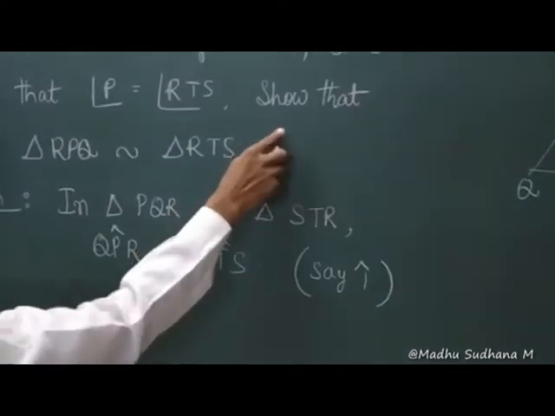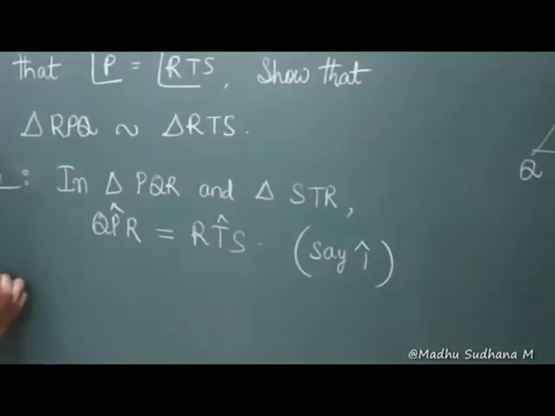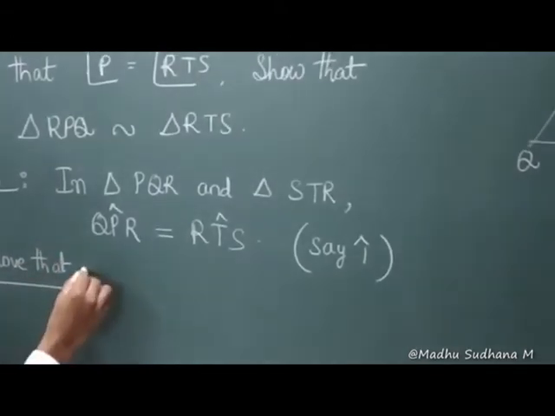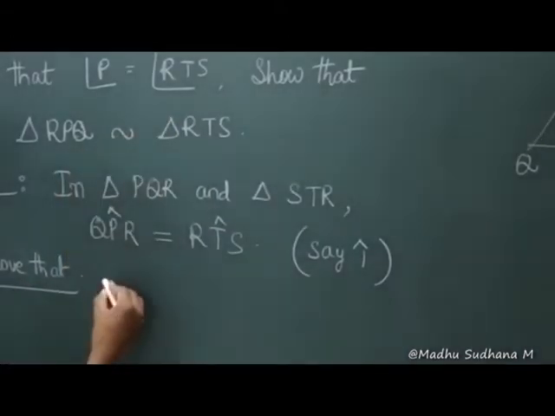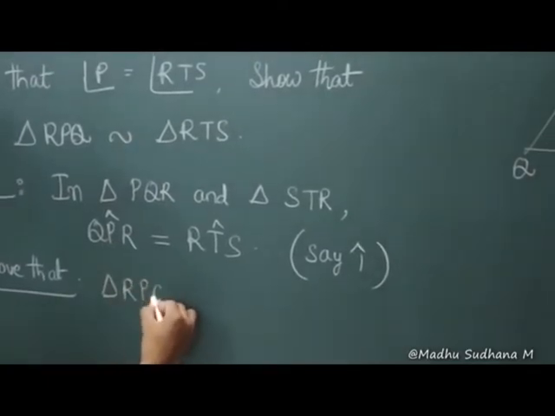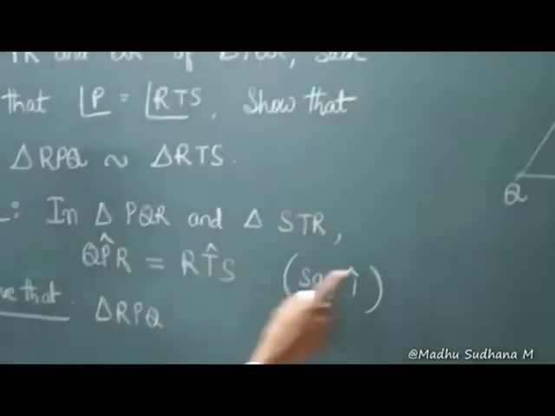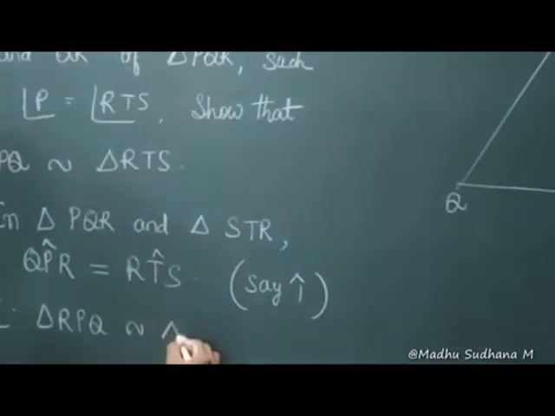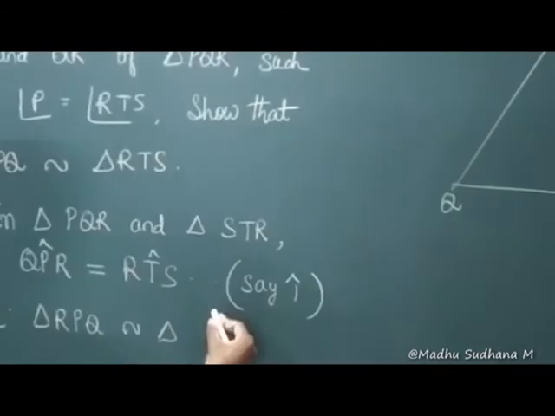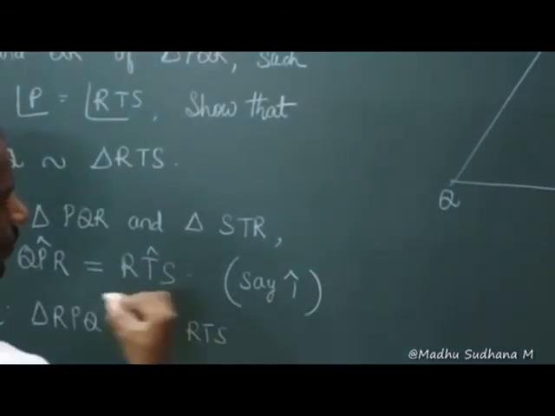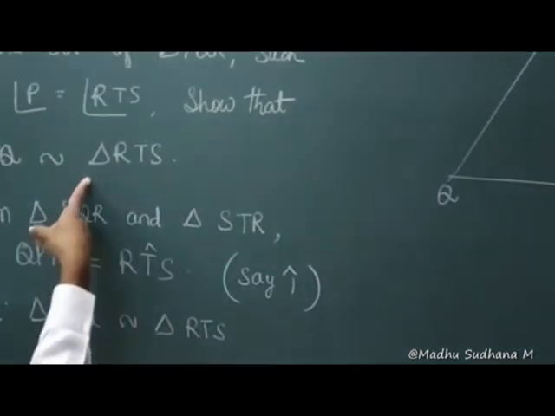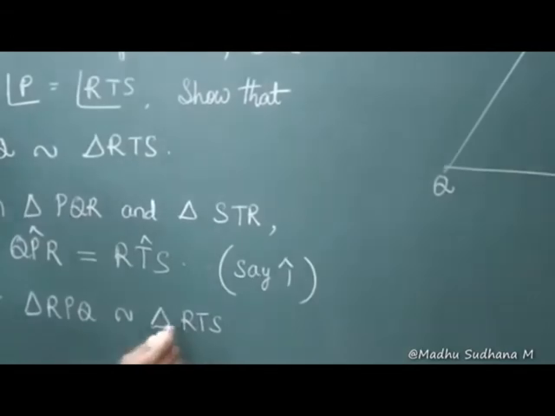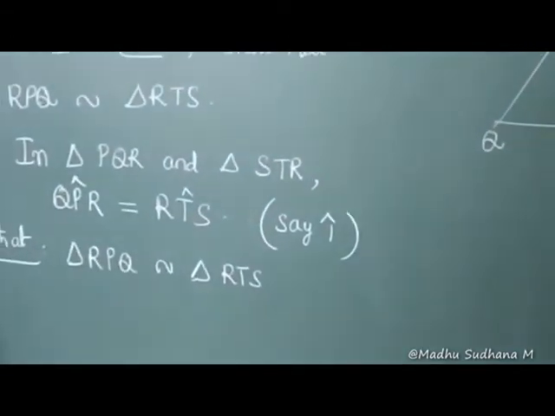Then we need to prove that. So let us write to prove that. What is to be proved here? Triangle RPQ, so the total triangle, the bigger one, RPQ, is similar to triangle RTS, the smaller triangle RTS. So the proof is very simple here. This is angle 1. They have already given this part. So let us write the proof part now. The proof.